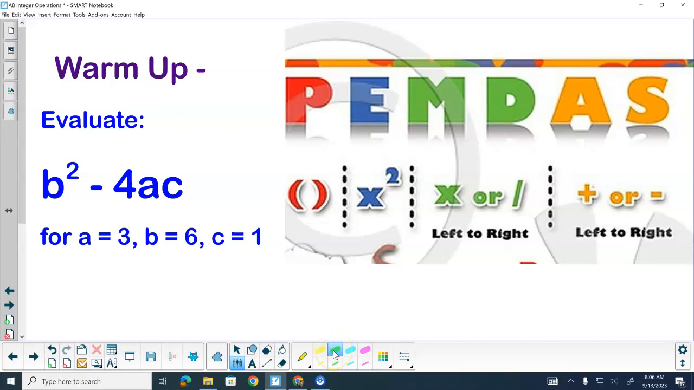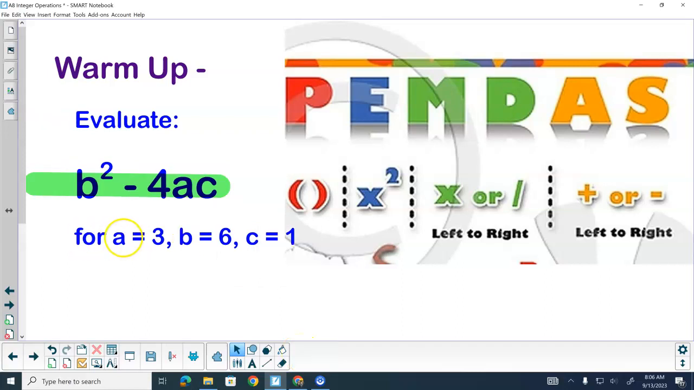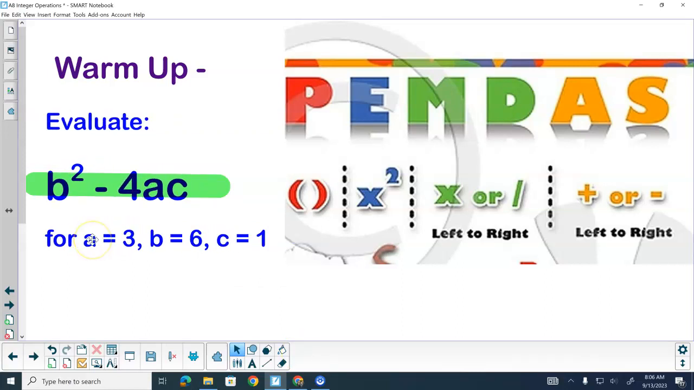Oh, we're kind of a green day today. Okay, so I want you to do that one, and I would like you to evaluate that if A is 3, B is 6, and C is 1. This can be up at the top above addition and multiplication. So up at the very top of your page, please evaluate B squared minus 4AC.